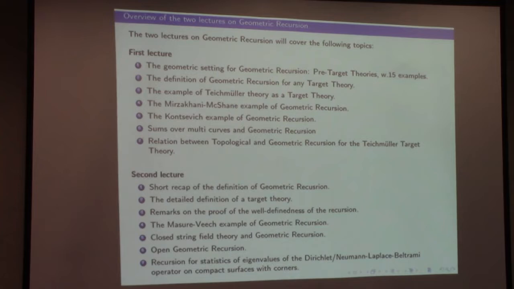I will then show you an example of a target theory where I will do all of the things in detail, so that will be type model theory. And then I will show a Mirzakhani-McShane example of geometric recursion. And so that's the one we call Mirzakhani-McShane geometric recursion. I will then show you what we call Kontsevich's example, which is another example, which is actually not very far away from the Mirzakhani-McShane example.